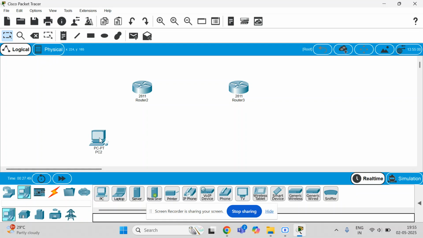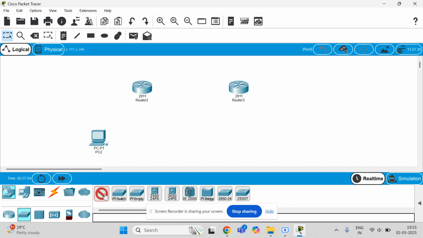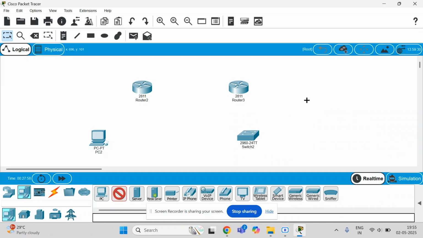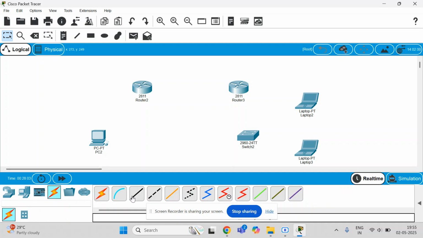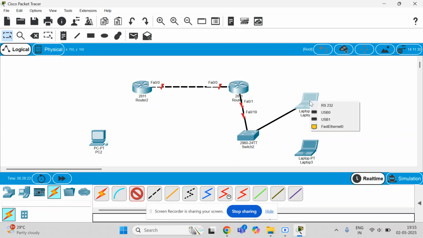One PC I'm going to connect here, and on the other side a small LAN having two machines. One is a switch, and two more machines I'm going to connect this side like this. Now connect all the machines with each other. By using a cross cable, I am connecting both the routers with each other, and then a straight cable to connect the switch with the router. Straight cable to connect the switch with both the machines.